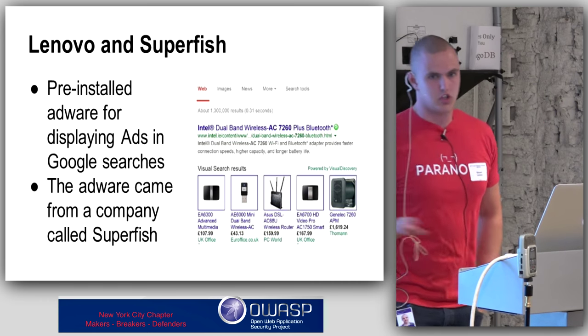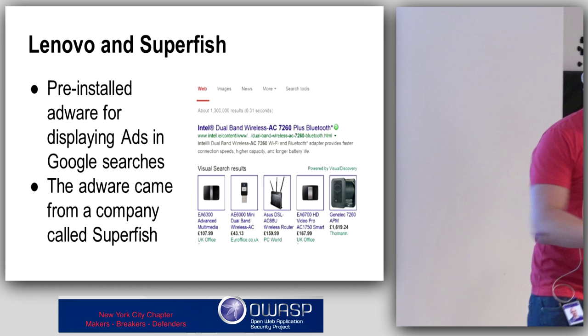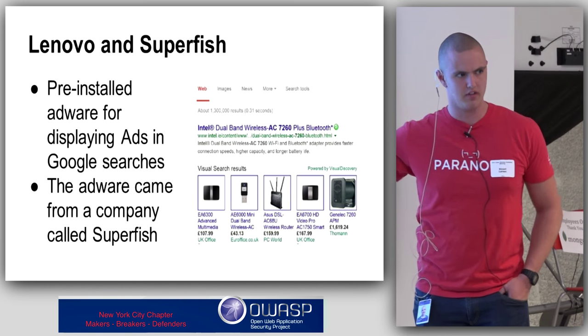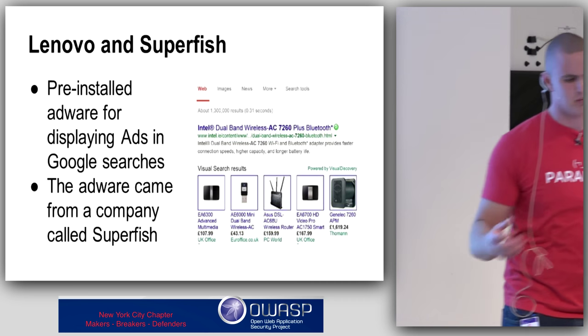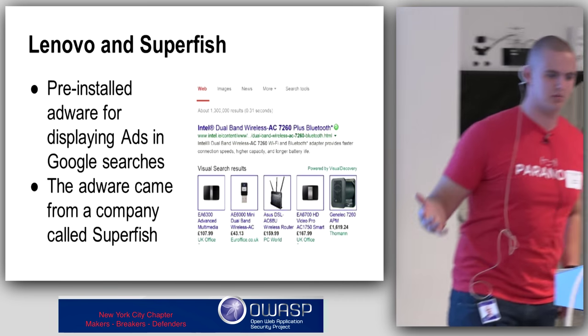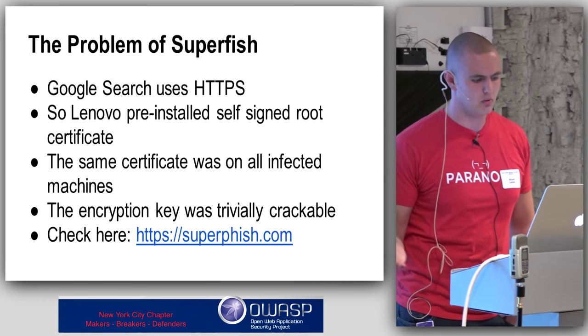And Superfish, it wasn't too bad, just the adware. But the problem was how they went about installing this adware. As you saw, Google uses HTTPS for Google search, obviously. And so normally you shouldn't be able to inject ads into an HTTPS stream. That's one of the things we built HTTPS for: no snooping and no injecting. And so how were they able to do that?